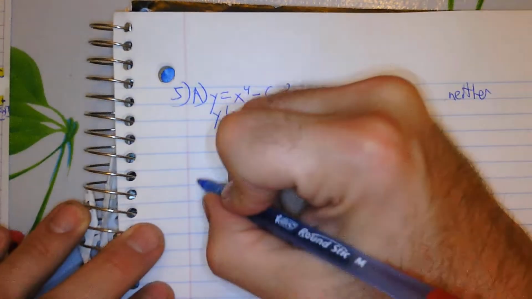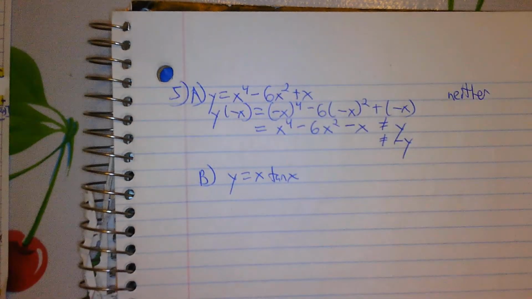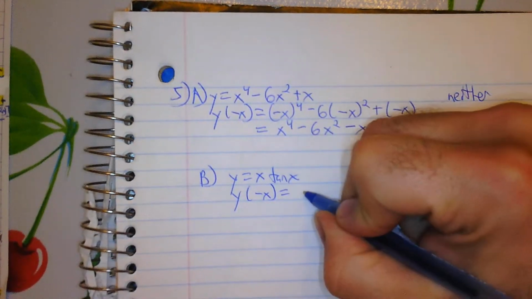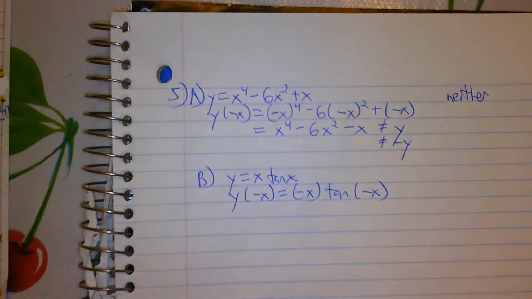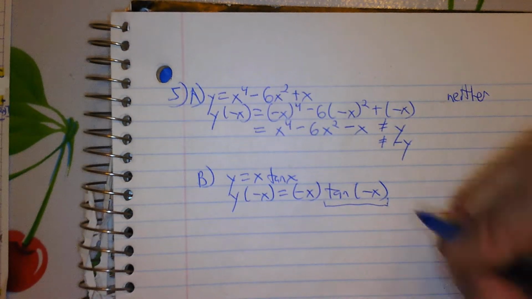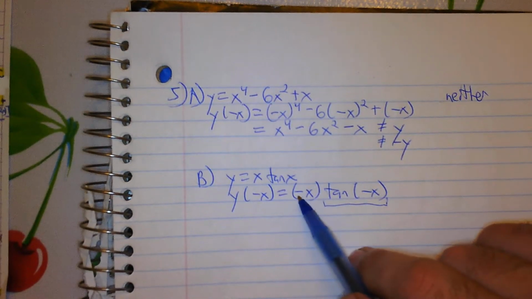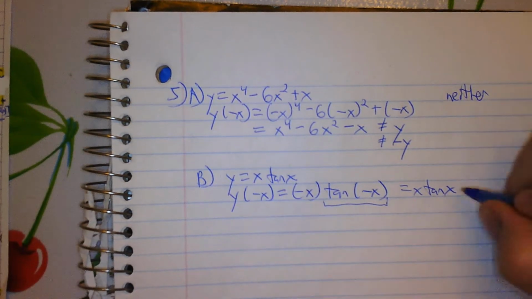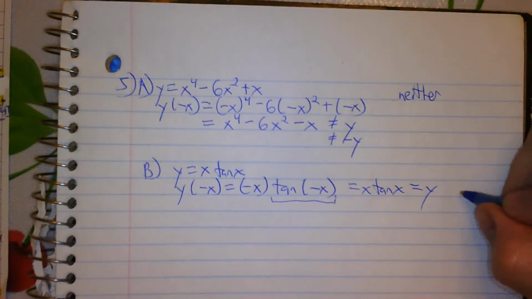All right, 5b has us looking at another function. Y is equal to x tangent of x. Very good. So let's plug and chug. Y of negative x equals negative x tangent of negative x. I need to know here that tangent is odd. It always will be odd. So, by that definition, tangent of negative x is negative tangent of x. The negative cancels with this negative, and you're left with x tangent of x, which is the same as the original function. So if y of negative x equals y, then the function must be even.